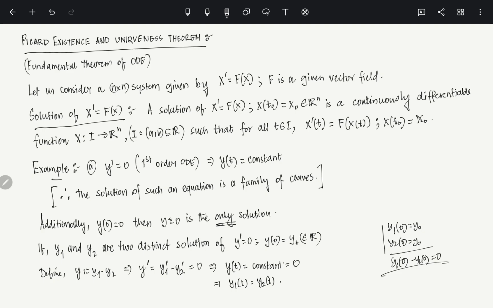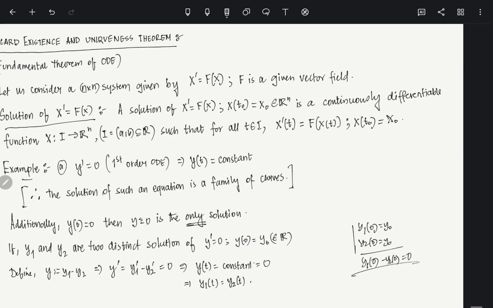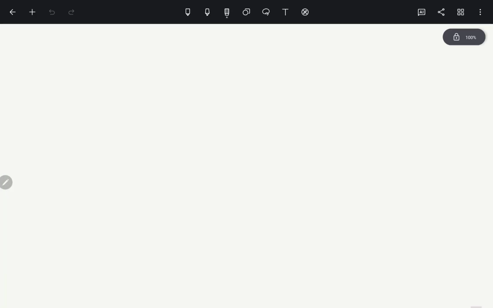But the thing is this: for a general problem, even though you have found the existence, finding uniqueness is a very, very difficult question. So we need to know how to do that. For that we are going to look at a very, very important thing. But before I do that, let us look at another example.